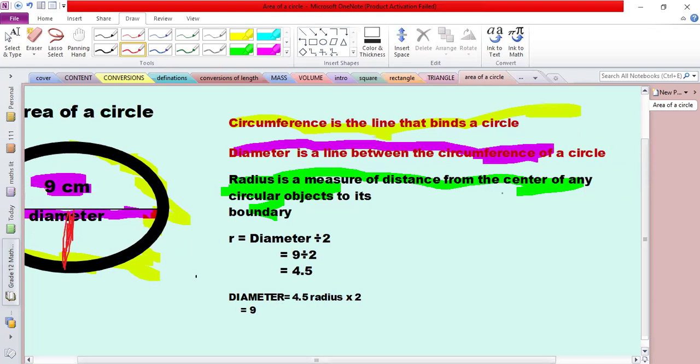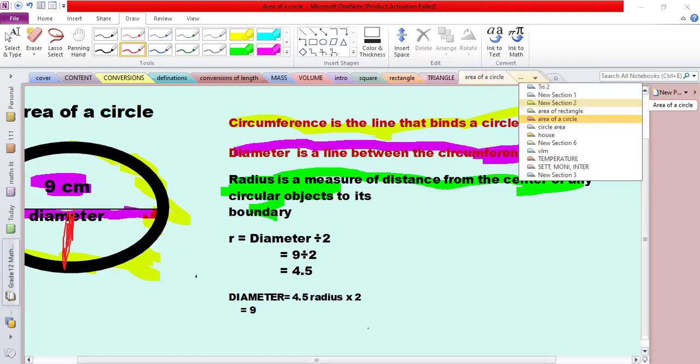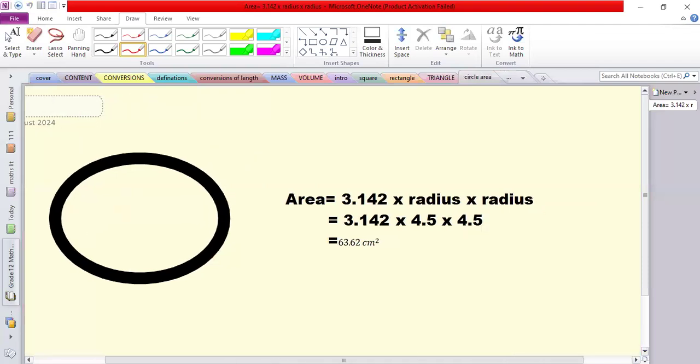You can just take a screenshot. You will understand it when you are revising these lessons. So area of a circle, I believe this one is the last portal before we go to the classwork.